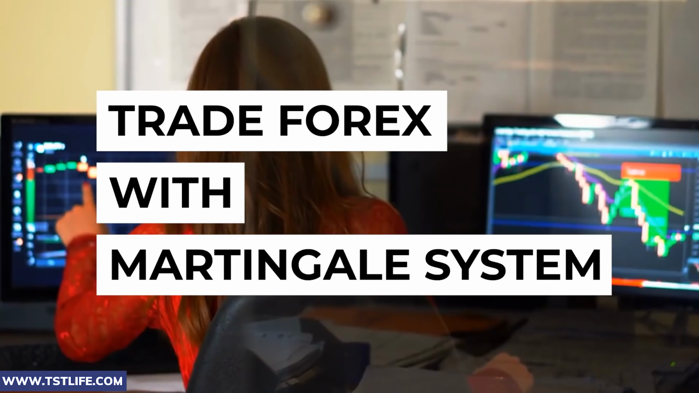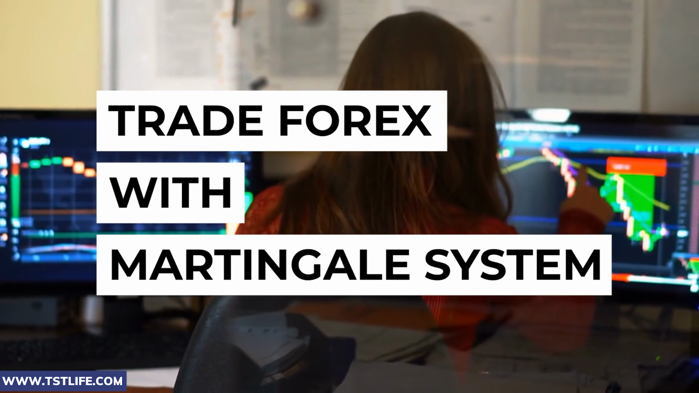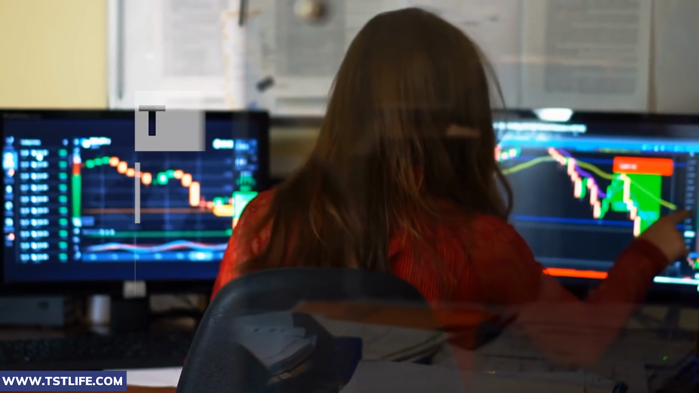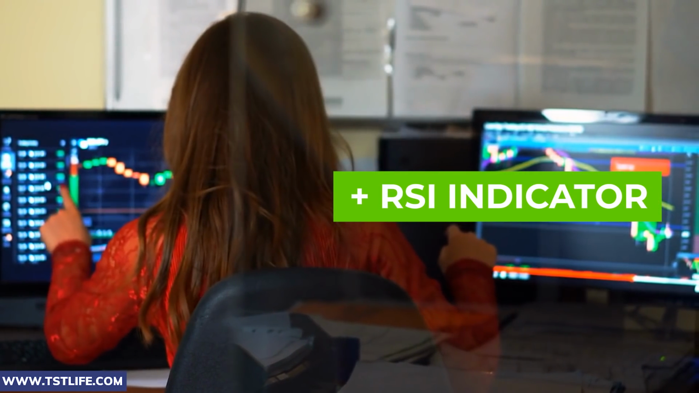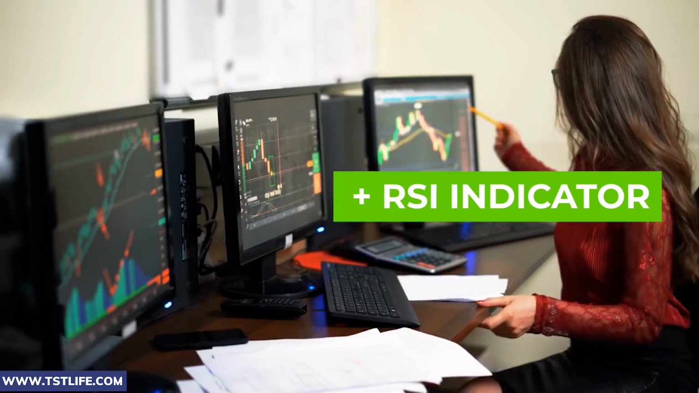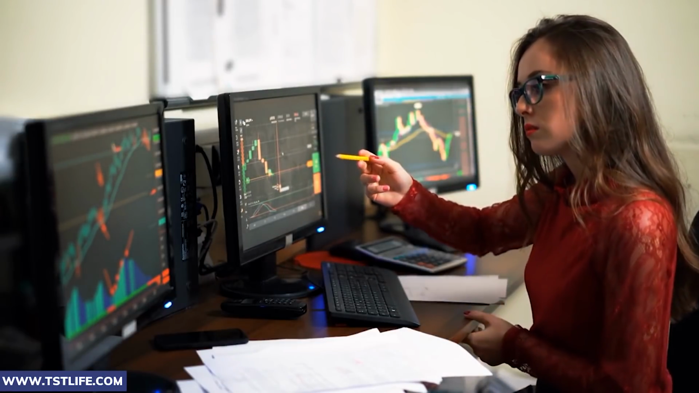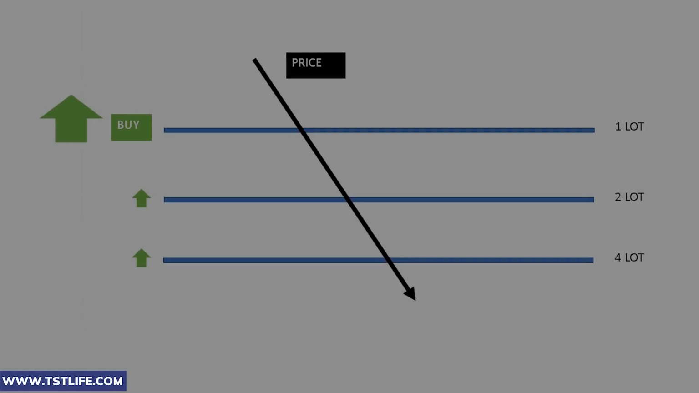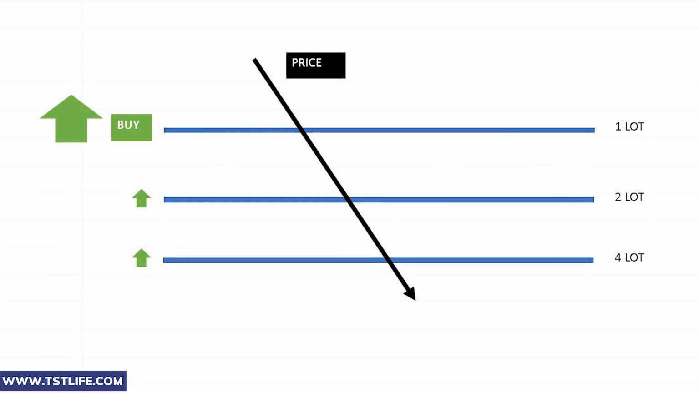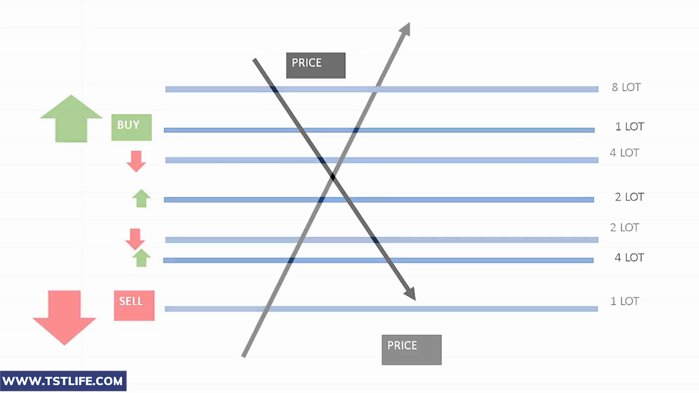So what happens if we use the Martingale concept to trade Forex and use an RSI trading strategy to boost up the chances of being on the right side of the market? So we go in when the RSI indicator gives us a buy or sell signal, and we'll double our bet or trade size every time we have a loser. As we continue losing, we continue doubling the trade sizes until we exit the trades with profit.